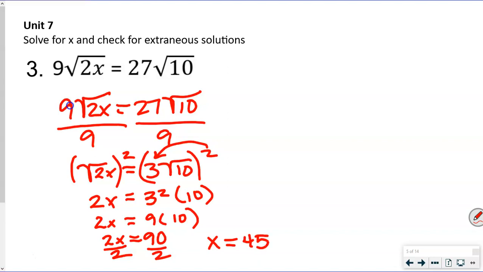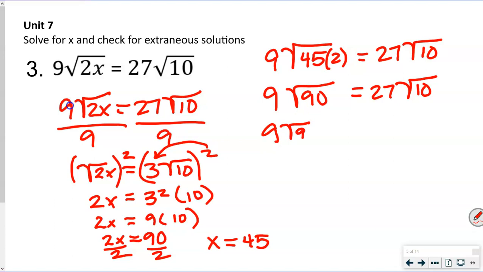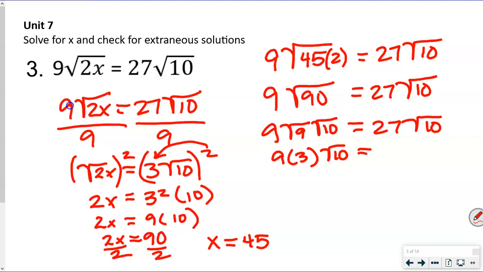Again, we're going to plug that back in there. So 9, and we got the square root of 45 times 2, right? 2 times 45. And that's equal to 27 square root of 10. So this is going to be 9 square root of 90. Equals 27 square root of 10. Well, we know that 9 is a factor and it's a perfect square. So we're going to do 9, the square root of 9, and then the square root of 10 over here to simplify it. So this is going to be 9 times 3 square root of 10.